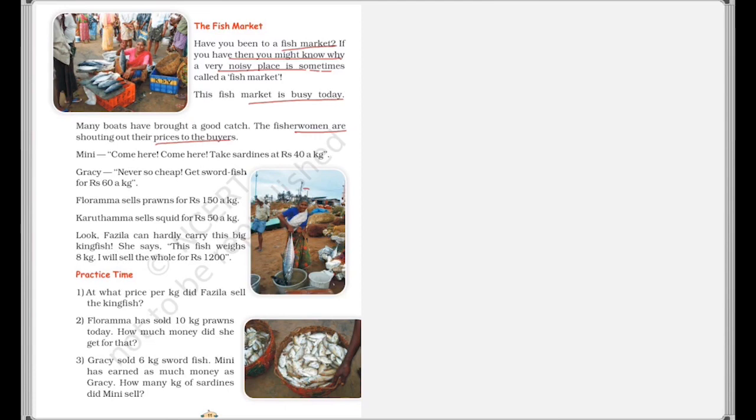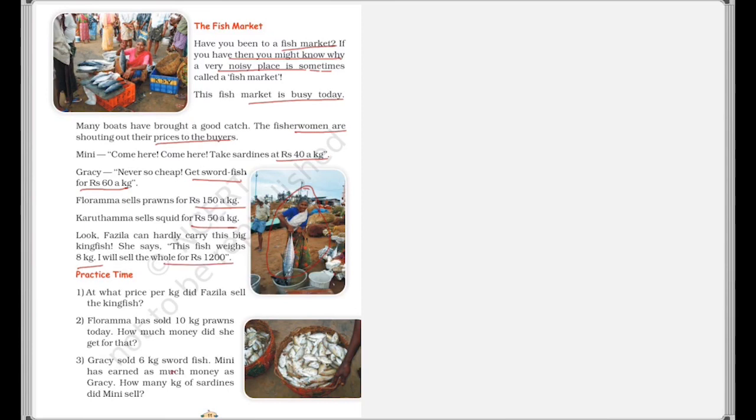Minnie, come here, take the sardines at rupees 40 a kg. Gracie: never so cheap, get swordfish for rupees 60 a kg. Florama sells prawns for 150 a kg. Karuthamma sells squid for rupees 50 a kg. Look, Fazila can hardly carry this big kingfish over here. She says, this fish weighs 8 kg. I'll sell the whole for rupees 1200.